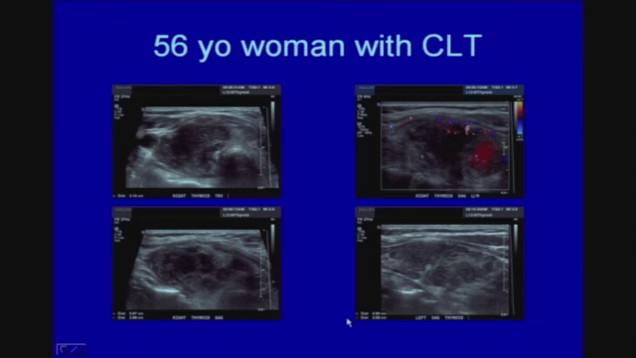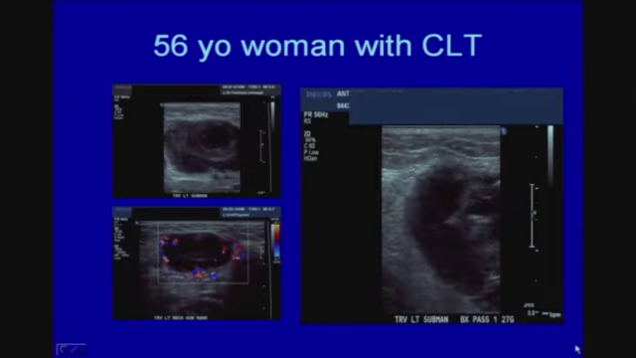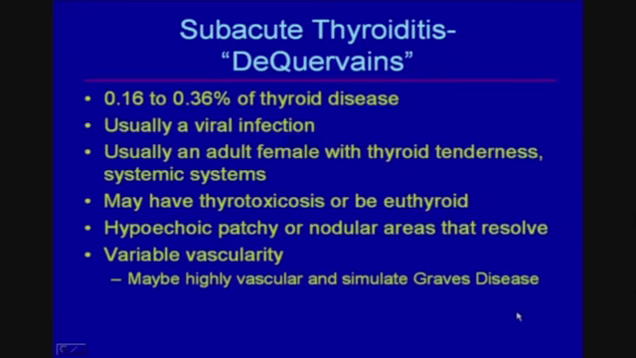Here's another patient with chronic lymphocytic thyroiditis, a very heterogeneous area that we can see in the right lobe. This was suspicious to us, and we went ahead and biopsied this area here. We also looked, and this particular patient had cervical lymphadenopathy due to her lymphoma.